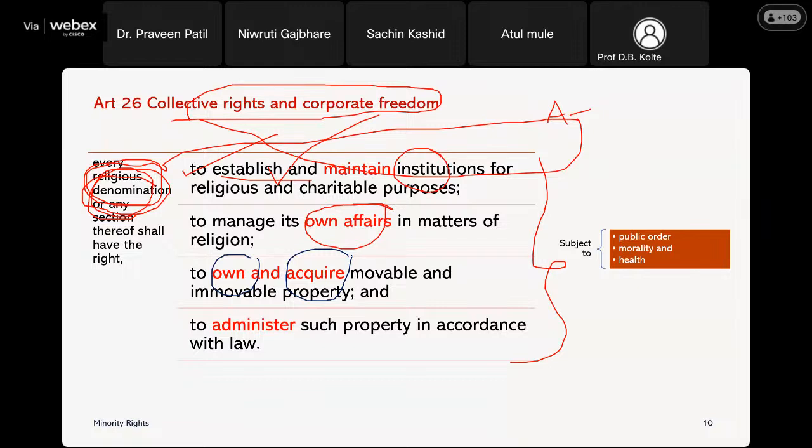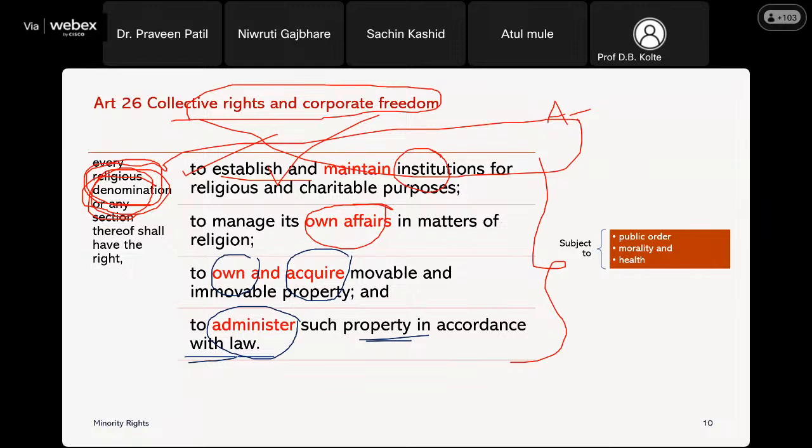because, as you all know, all minority educational institutions own property, they acquire property, because this is a right which is concomitant to the main right of establishment. And the most important is, all religious minorities shall have a right to administer such property in accordance with the law. Article 25, individual rights. Article 26, collective rights. Coupled together, these two articles cover the substantial aspects of the right to religion, not only of minorities, but of all people.